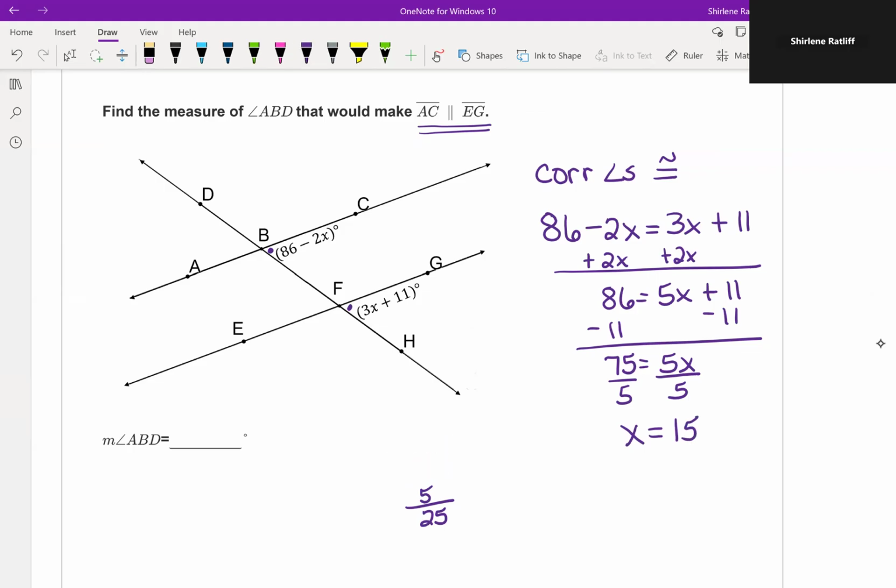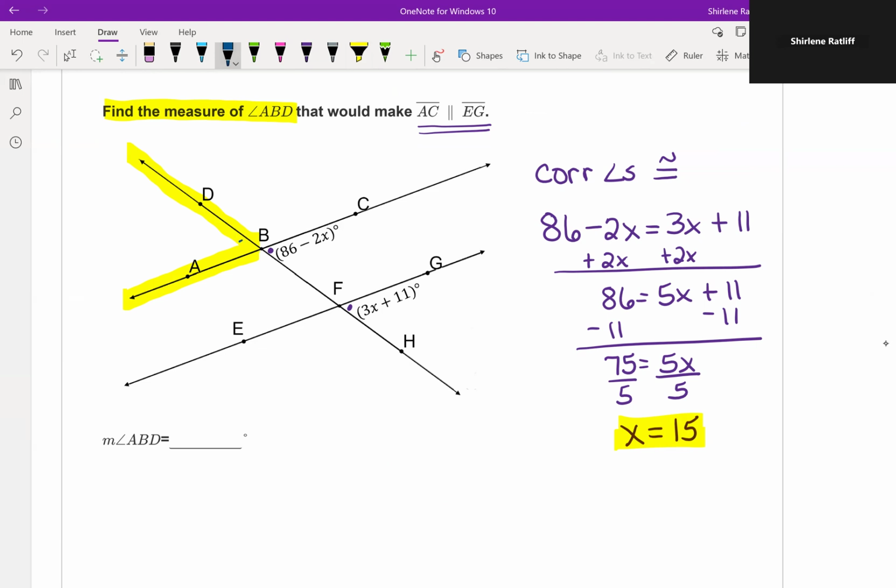All right, now, have we answered the question they're asking? Find the measure of angle ABD, from the A to the B to the D. We haven't. We found x, but we haven't found the measure of that angle. So we've got to take that 15 and go plug it in.